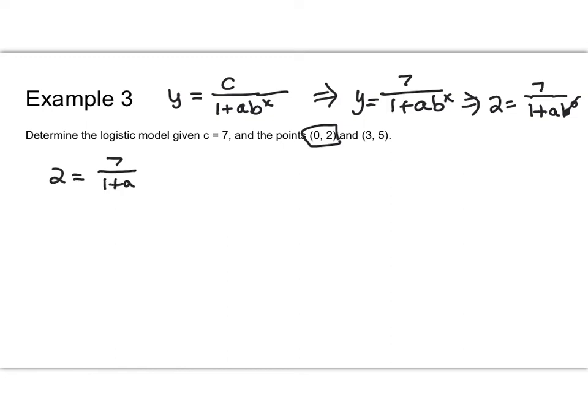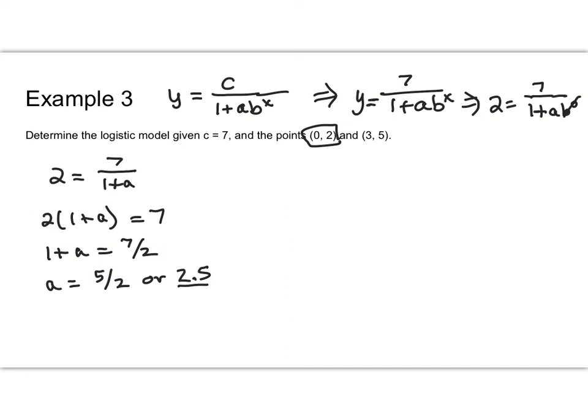So I end up with 2 is equal to 7 over 1 plus a. I multiply both sides by 1 plus a. And then I divide both sides by 2. And then I can subtract 1 from both sides. And I end up with a is equal to 5/2, or I could call that 2.5. Whatever floats your boat. I think in the end for this one, it's better to put it in decimal.